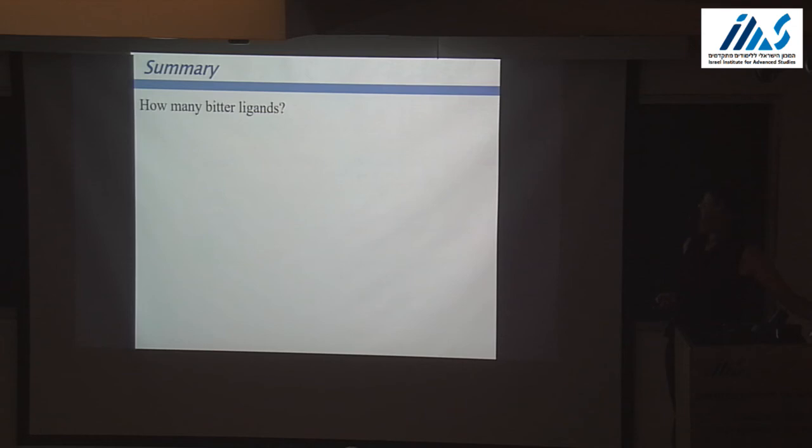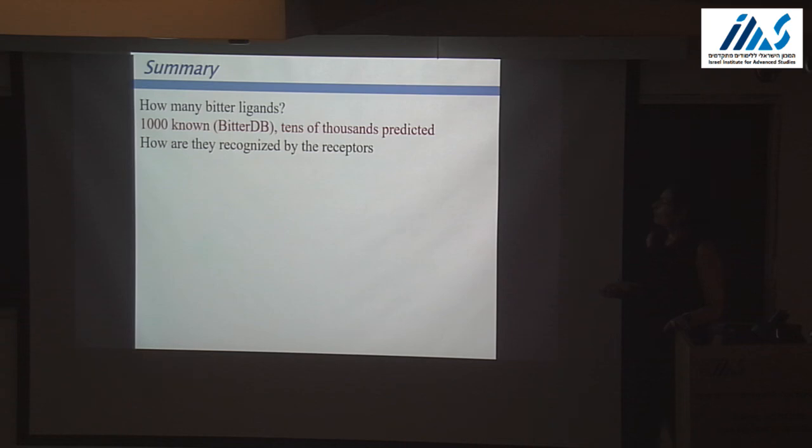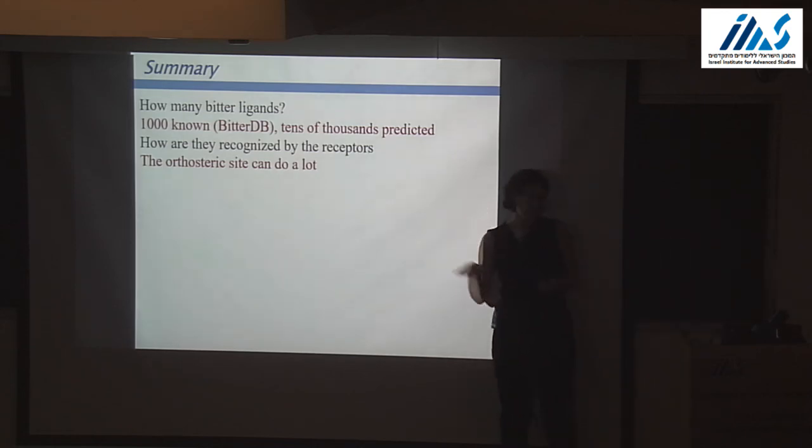So just to summarize, we wanted to know how many bitter ligands there are. We know 1,000 now from literature, and they can be searched through BitterDB. And we have predicted, well, actually I think it's even more than tens of thousands, I think it's hundreds of thousands that can be tested. We were really bothered by how they can be recognized by the receptors because they are so diverse. But we found that the orthosteric site can do a lot of tricks, even though, of course, we cannot rule out that there are additional binding sites, but the orthosteric binding site can be adapted to or is co-optimized for multiple ligands.